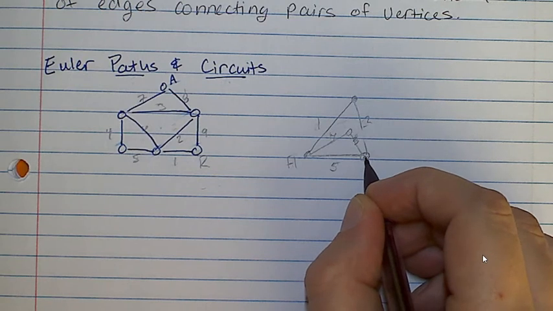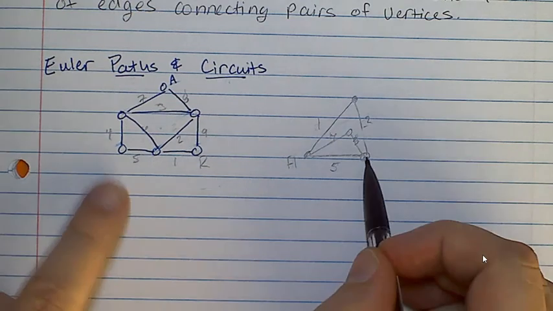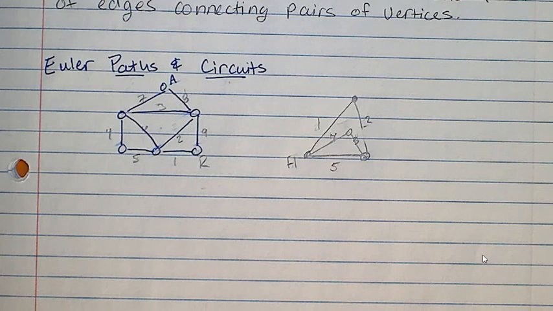Okay. He used every edge only once though, right? So do you see the difference between a path and a circuit? Do you guys understand that?